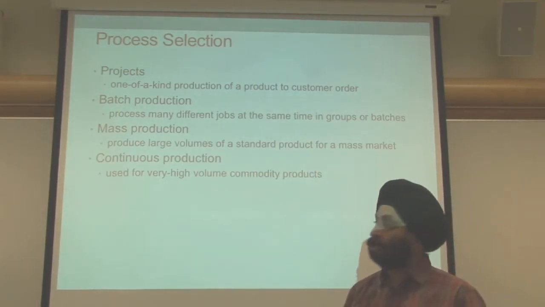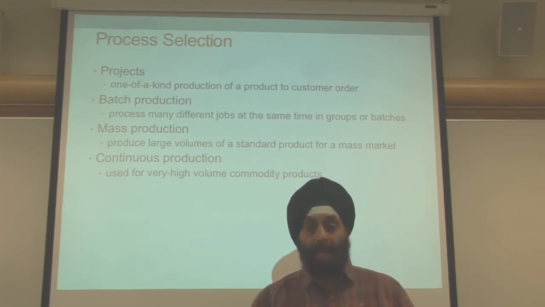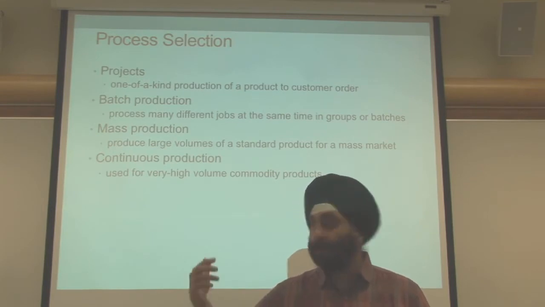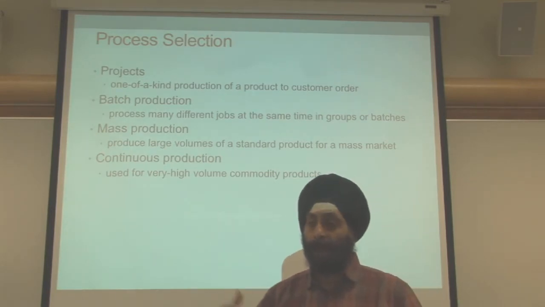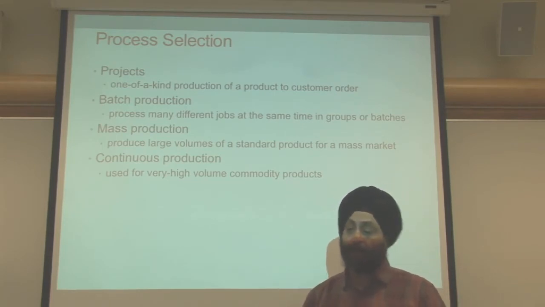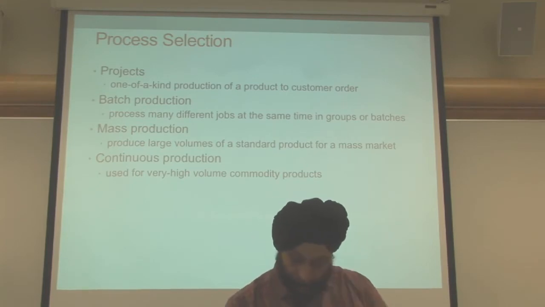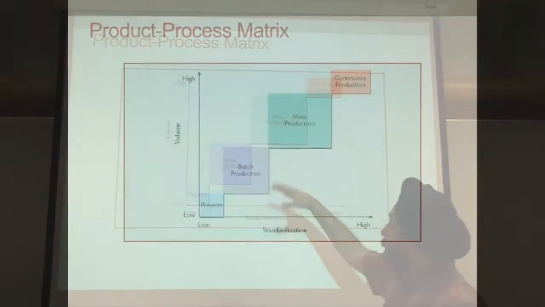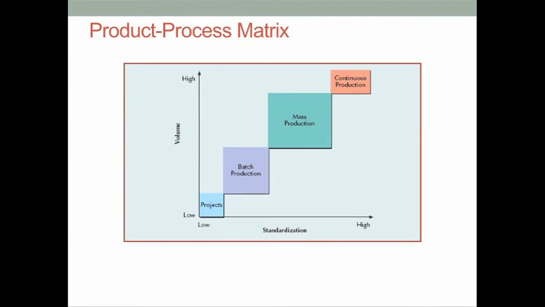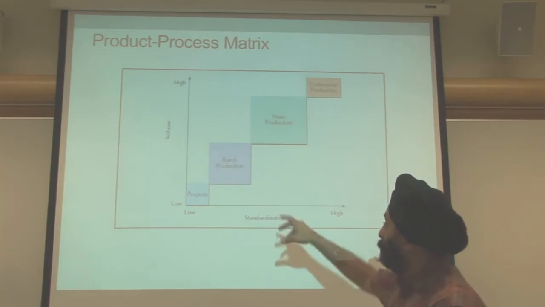And then continuous production is very high volume. Direct mail go through continuous production. Dairy, milk production and pasteurization happens on a large volume. Textile mills and oil refineries will be all continuous production environment. So these 4 processes can be put in a matrix, a product process matrix, which has been given to us by Hayes Wheelwright of Harvard Business School.